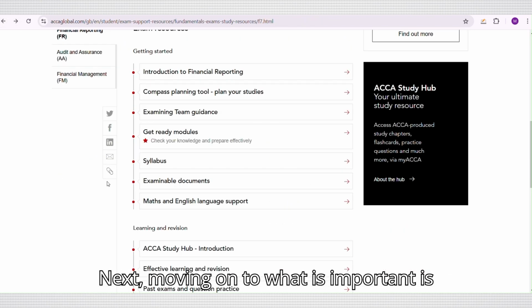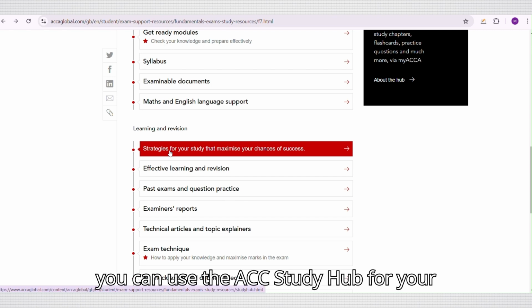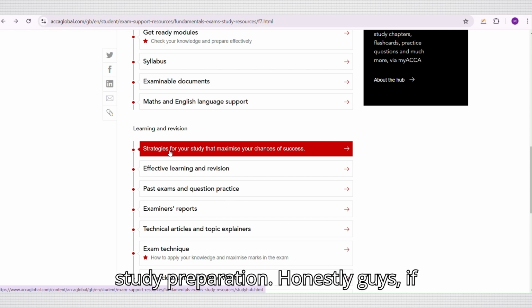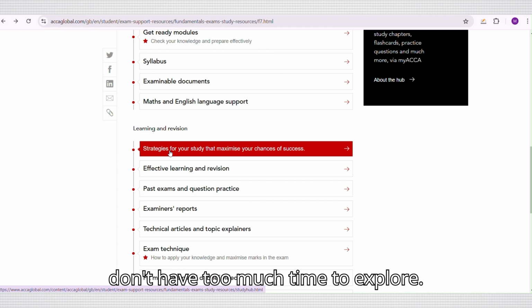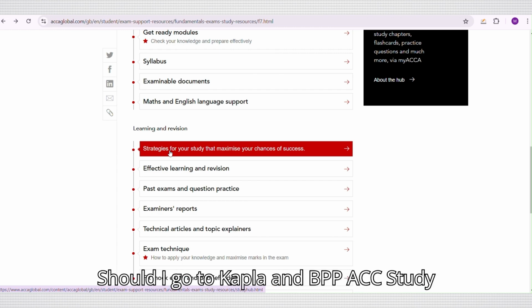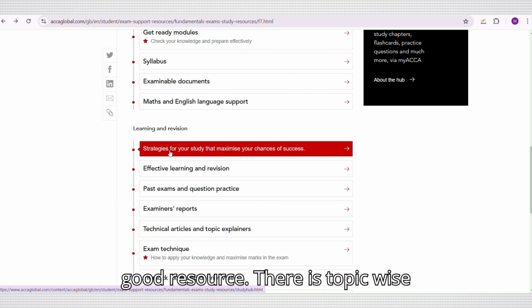Next, moving on to what is important is you can use the ACCA Study Hub for your study preparation. Honestly, guys, if you're starting your preparation now, you don't have too much time to explore. Should I go to Kaplan, BPP, ACCA Study Hub? Simply use the Study Hub. It's a very good resource.